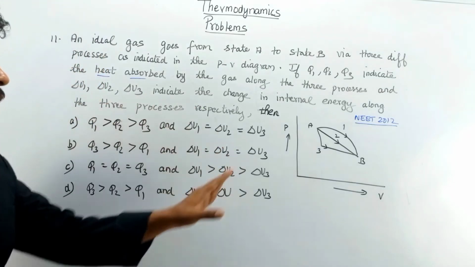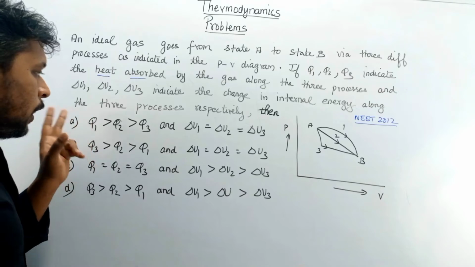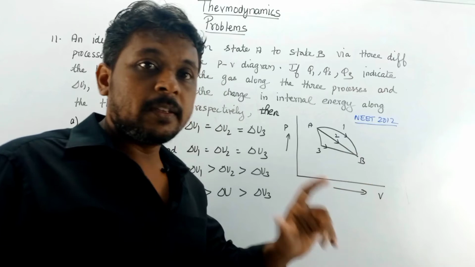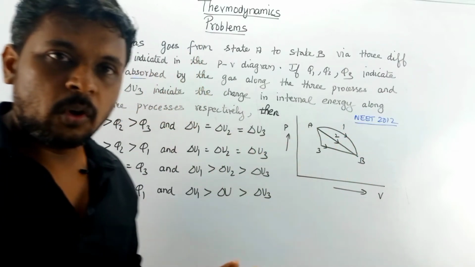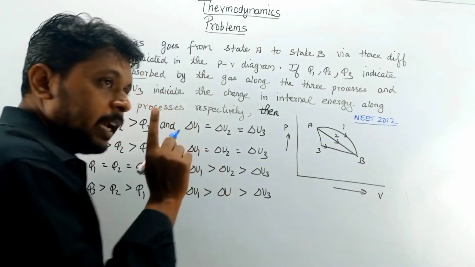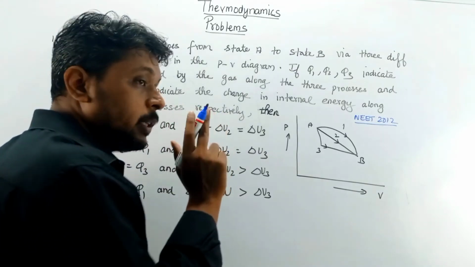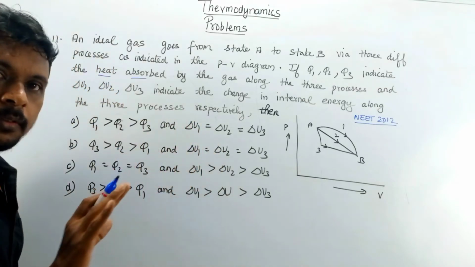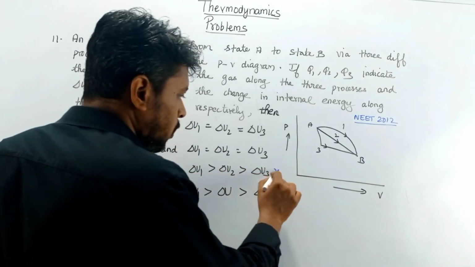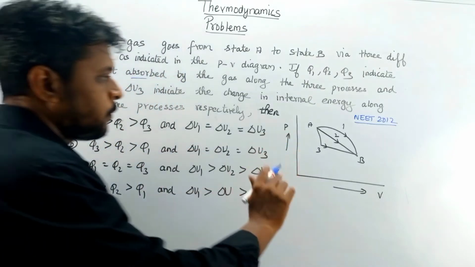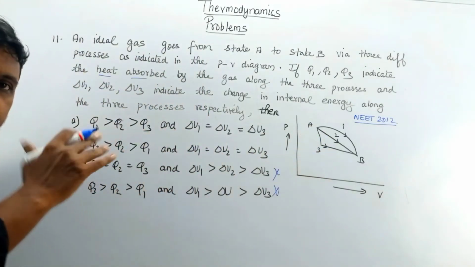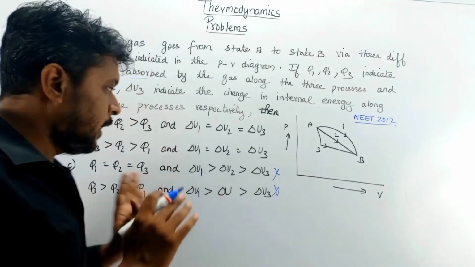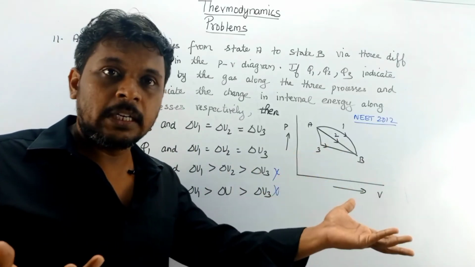Then what are the options? Options are given with respect to heat and internal energy. Here the starting and final points are the same for the three processes, so the change in internal energy will be equal for all three processes. So these two options will not be right. Now, as the change in internal energy is equal, the heat will be equal to the work done.